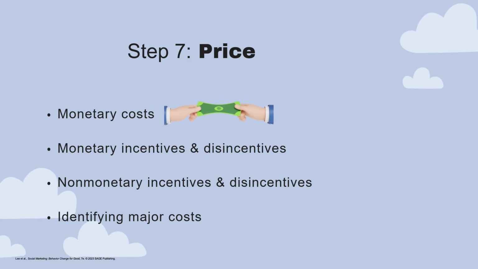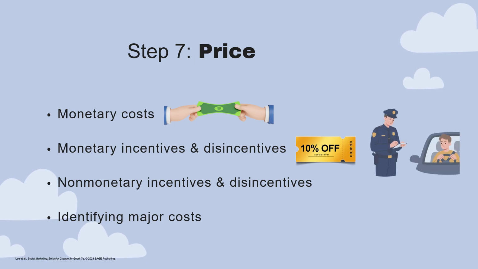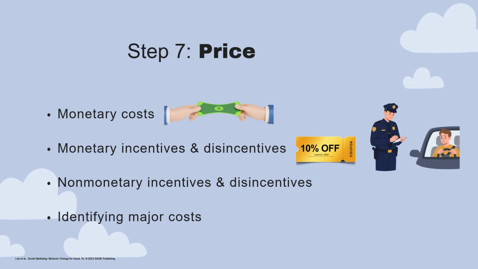Let's talk price. Monetary costs. This is the program-related fee, if any, that the priority audience will pay. Monetary incentives may include discount coupons or rebates that may be offered to the priority audience. Monetary disincentives may include fines, for example, if you get caught speeding. Non-monetary incentives may include public recognition, and non-monetary disincentives may include negative public visibility. Arriving at these strategies begins with identifying major costs for the priority audience associated with adopting these behaviors.